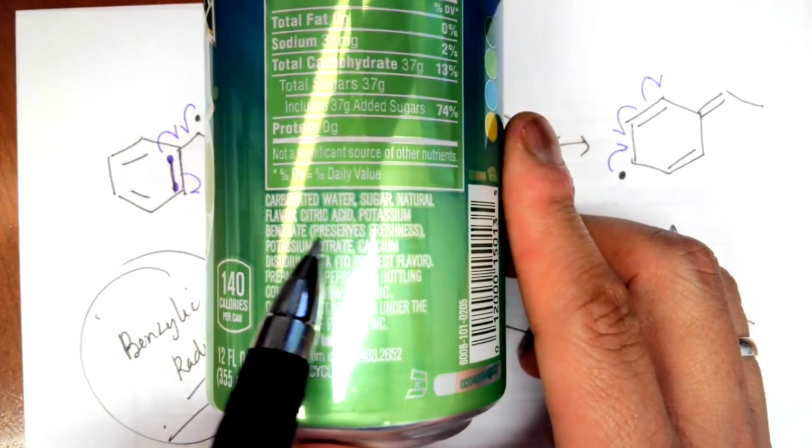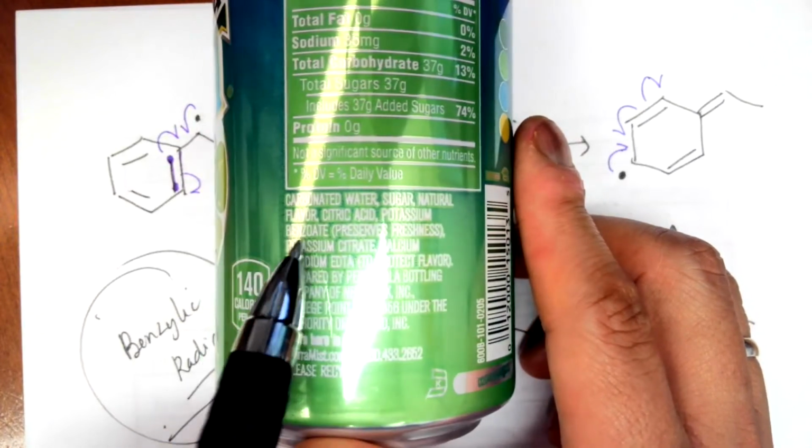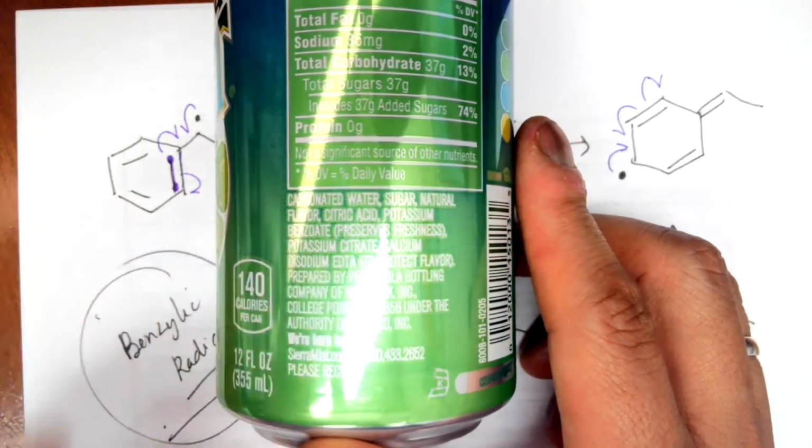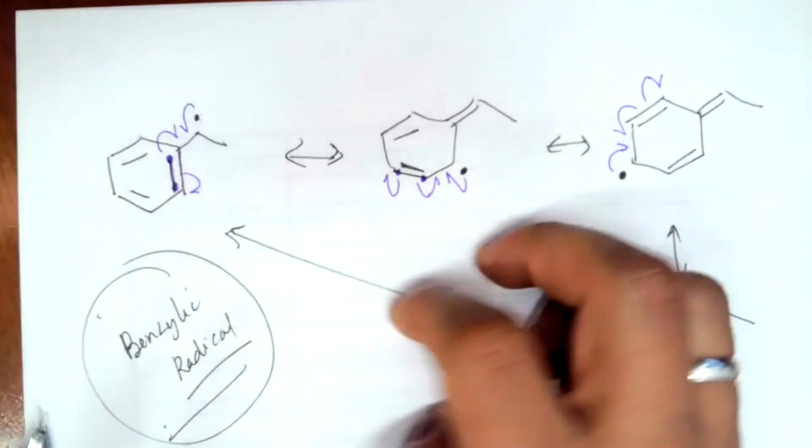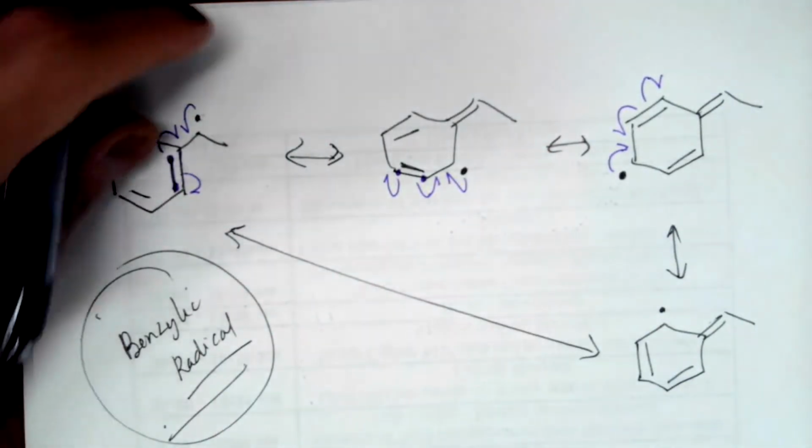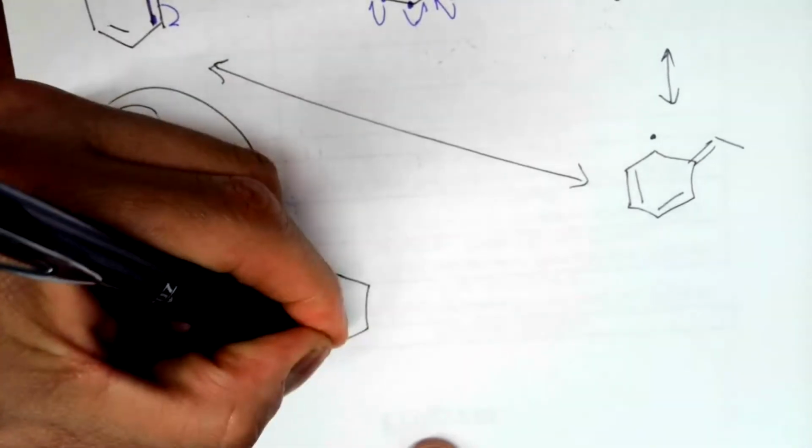Benzoate, right? Preserves freshness. What is this? It preserves the food. It's an anti-fouling compound. Why? Because benzoate looks like this.